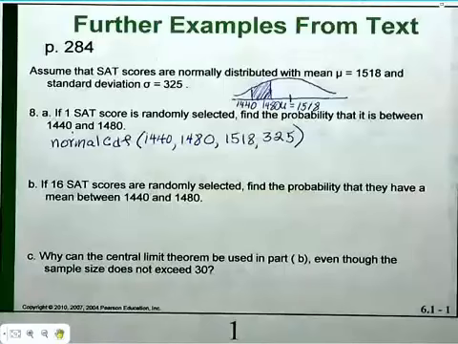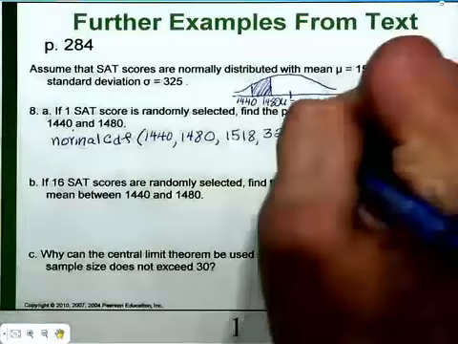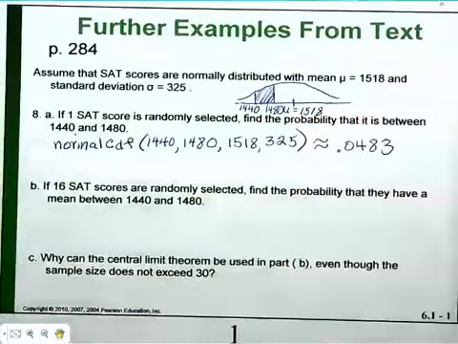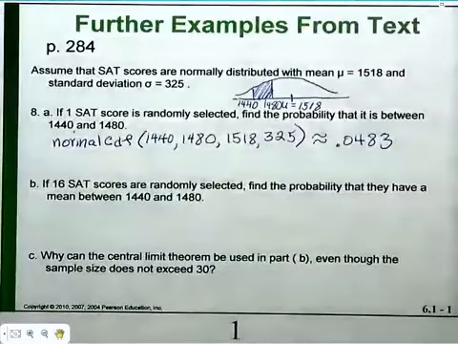I got that to be about 0.0483. Anybody second that? In other words, there's about a 5% chance that a randomly selected individual would have an SAT score between 1440 and 1480.